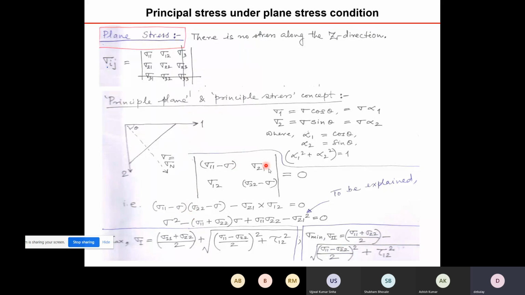So if you expand this expression now, you will get a quadratic equation: sigma square minus (sigma 11 plus sigma 22) sigma plus sigma 11 sigma 22 minus sigma 21 square (sigma 21 and sigma 12 are the same, so square up) equal to 0. So if I give you the values of sigma 11, sigma 22 and sigma 21, you can clearly determine the values of these coefficients and get the expressions of sigma Roman 1 and sigma Roman 2 by applying Sridharacharya's formula.